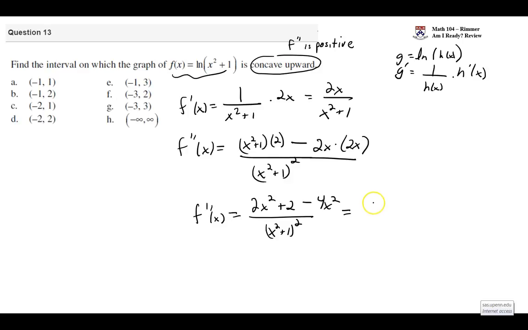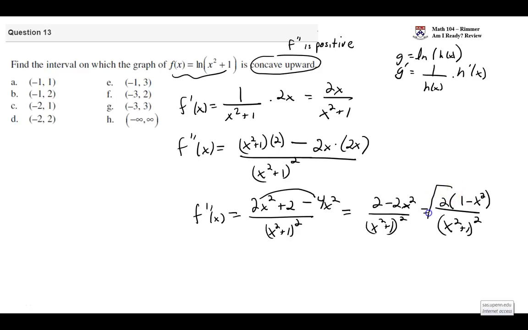So it'll be simplified to be 2 minus 2x squared, putting these x squared terms together. And so factoring out the 2, what we get is 1 minus x squared on top of x squared plus 1 quantity squared. Note that the 2 doesn't go away, the 2 is still there. And so there is your second derivative.